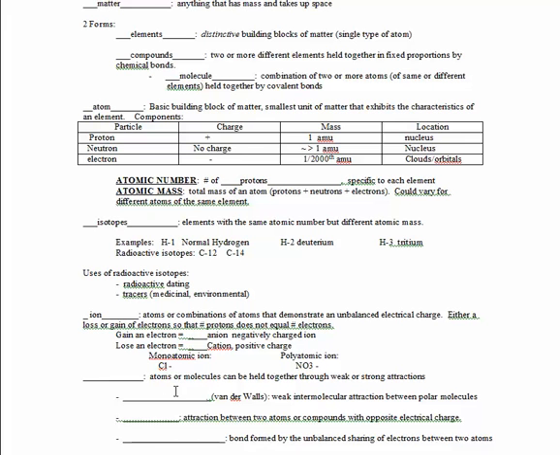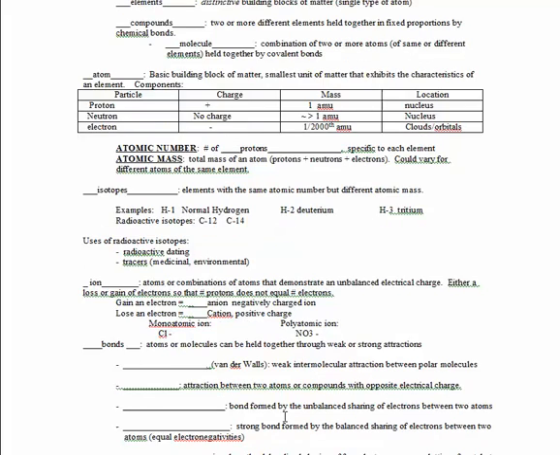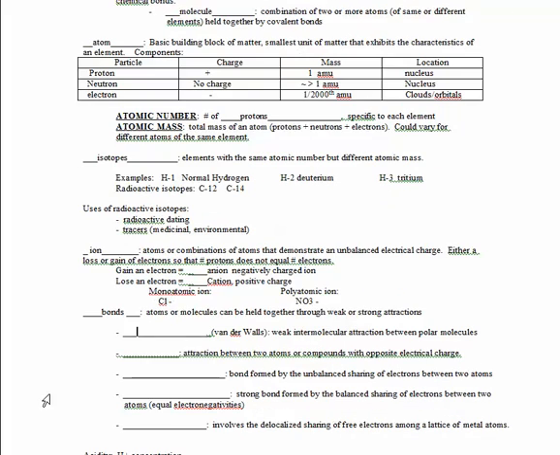Now, atoms often don't stand alone in nature. There's actually a very small number of atoms, the noble gases, which remain sort of independent as single atoms. Most atoms like to sort of combine with others, and the way in which they combine are through things called bonds. So atoms or molecules can be held together through these weak or strong attractions. What are the different types of bonds that exist?